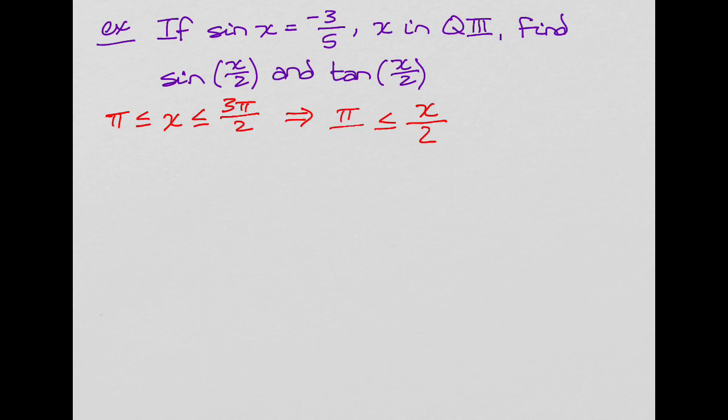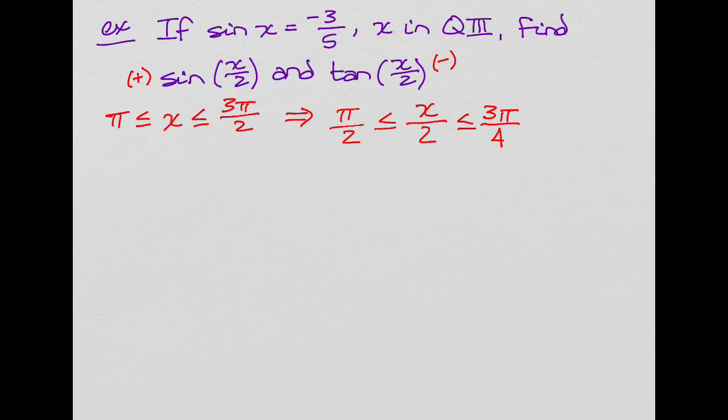So I get x over 2 is between pi over 2, and let's see, dividing by 2 is the same as multiplying by 1/2. Half of 3 pi over 2 is 3 pi over 4. So x over 2 is in quadrant 2. Well, if x over 2 is in quadrant 2, sine values are positive, tangent values are negative. So now I know the signs. Now we just have to find the values.